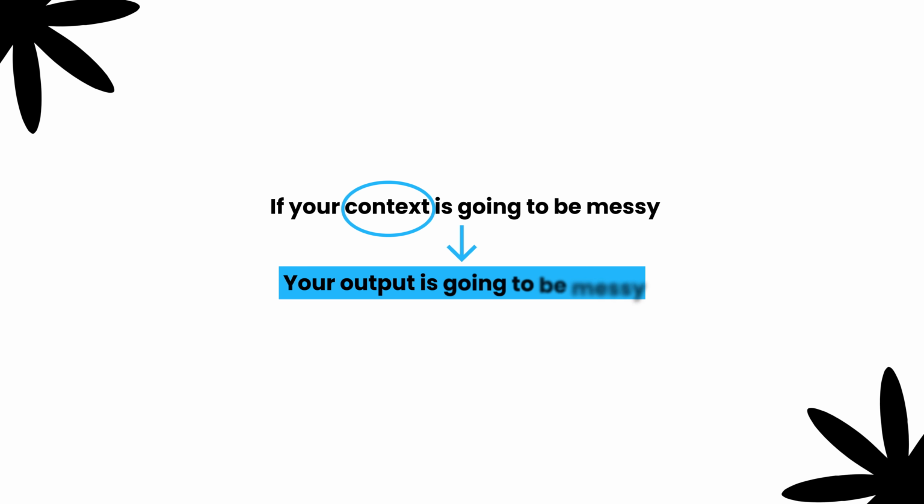If your context is going to be messy, your output is going to be messy. Even the best models cannot fix chaotic inputs. Then step 3 is defining the format. This is where you control quality.